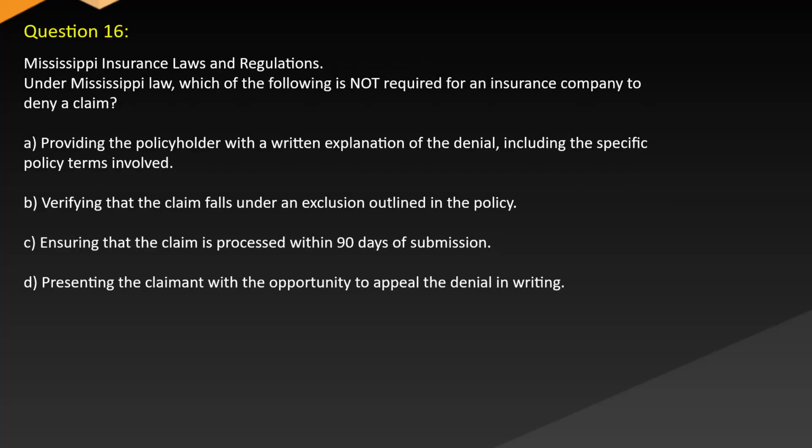Under Mississippi law, which of the following is NOT required for an insurance company to deny a claim? A. Providing the policyholder with a written explanation of the denial, including the specific policy terms involved. B. Verifying that the claim falls under an exclusion outlined in the policy. C. Ensuring that the claim is processed within 90 days of submission. D. Presenting the claimant with the opportunity to appeal the denial in writing.